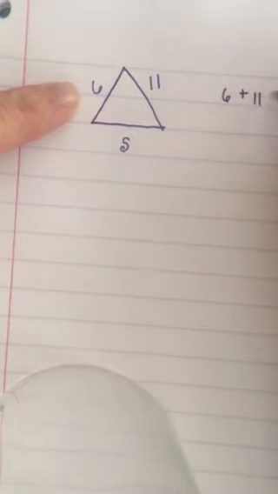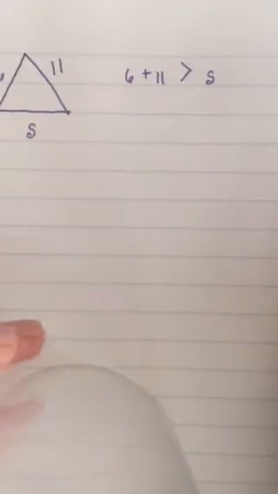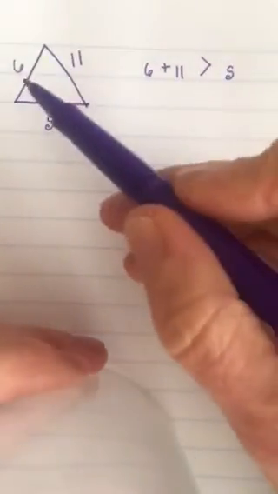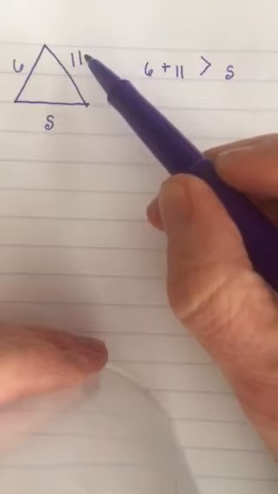So let's try that with the two sides that we do know. And let's label this one S for side, okay? So we know that if we add up 6 plus 11, it has to be greater than S. And we'll come back and do the math on that in just a minute. Let me move this so you can see it. Now, we've gone in this direction. I'm going to keep going around the triangle.